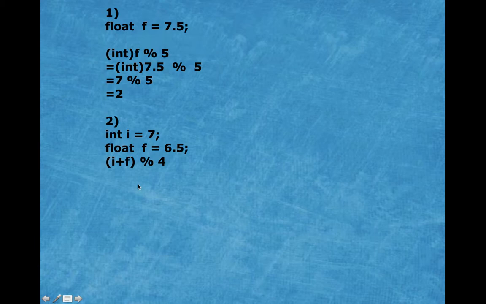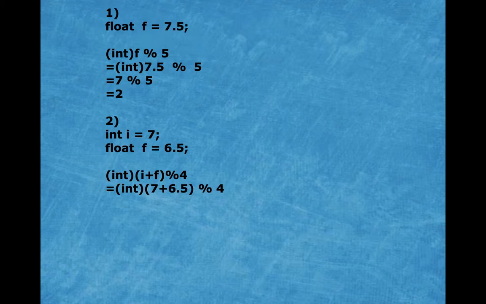Now, if you want to make this valid, how will you write this expression? All you need to do is introduce the operator again, the type operator, the cast operator again. So I write int of i plus f modulus 4. So let's do the substitution. So when you substitute, you get this. 7 plus 6.5 will be done first. So it will be this. Now, what is the integer part of 13.5? Obviously 13. So it is 13 modulus 4, which is equal to 1.